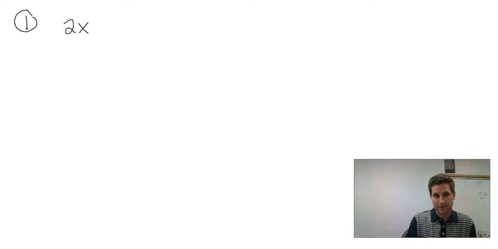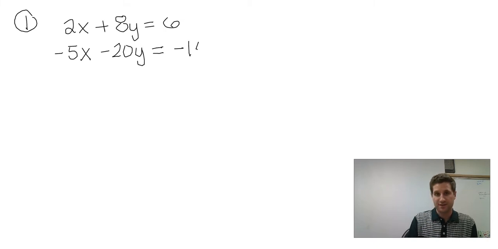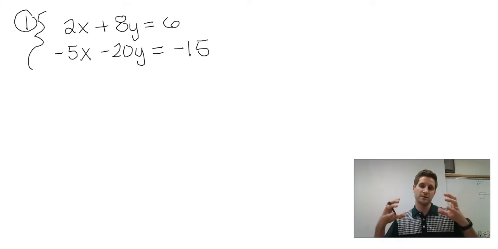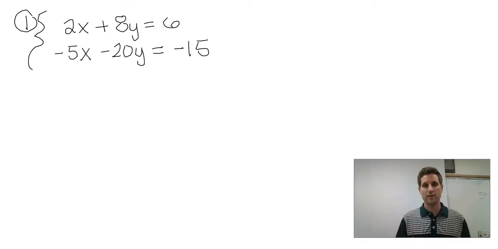We have 2x plus 8y equals 6. And we have negative 5x minus 20y equals negative 15. Okay, and we usually put this little bracket here. It means it's in the system. They kind of correspond to one another. And my goal is to find x and y.